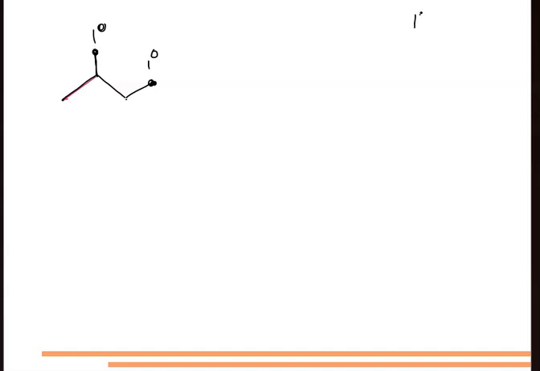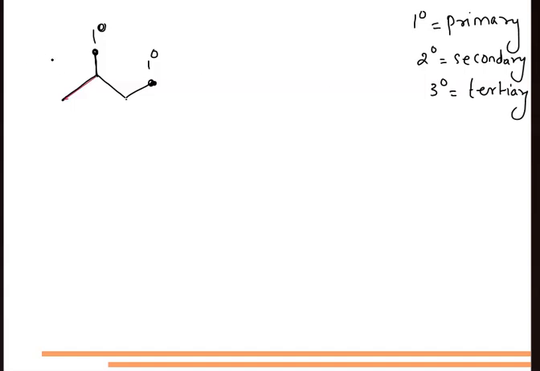So we represent primary in this way, primary, and then we have secondary, which is represented by 2 degrees, and then we have tertiary, which is represented as 3 degrees. So in this molecule I have 3 primary carbon atoms, because they are attached to only one more carbon atom. Okay, so we are representing that like a black ball.